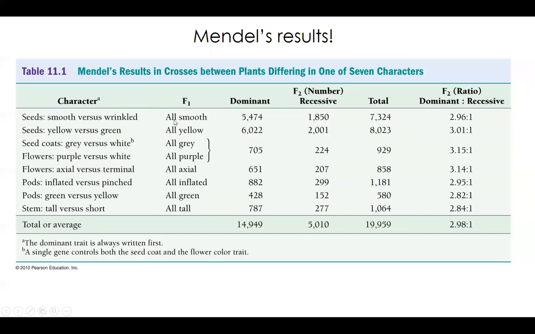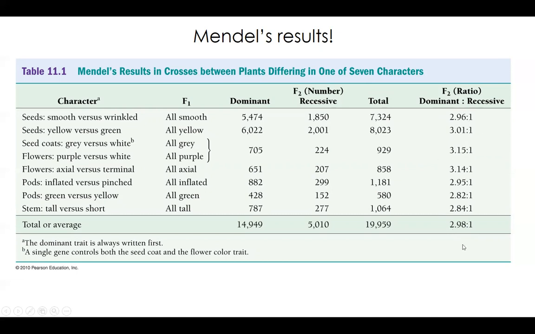Okay, in the F1, you can already tell what the dominant genes will be. All smooth, all yellow, all tall, green, inflated, all purple. You can really see what's happening there. That's going to be our dominant allele. And then when we cross an F1 by another F1, we get the F2. And we can actually see the number of recessive coming back out again. And then the dominant to recessive ratio in that F2 will then be 3-to-1.